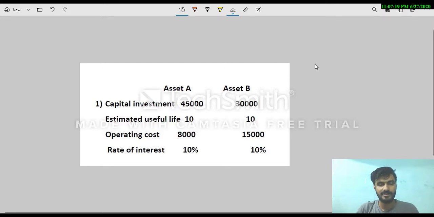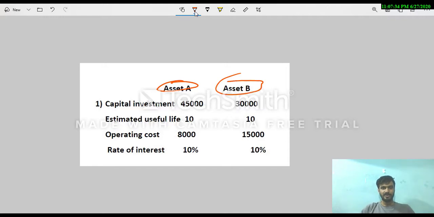how we can differentiate two assets with the help of the annualized cost method, which is more attractive and which is less attractive. So here, if you see in this question, there are two assets given: asset A and asset B. Two assets are there. Now I am going to explain the capital investment, first for asset A.